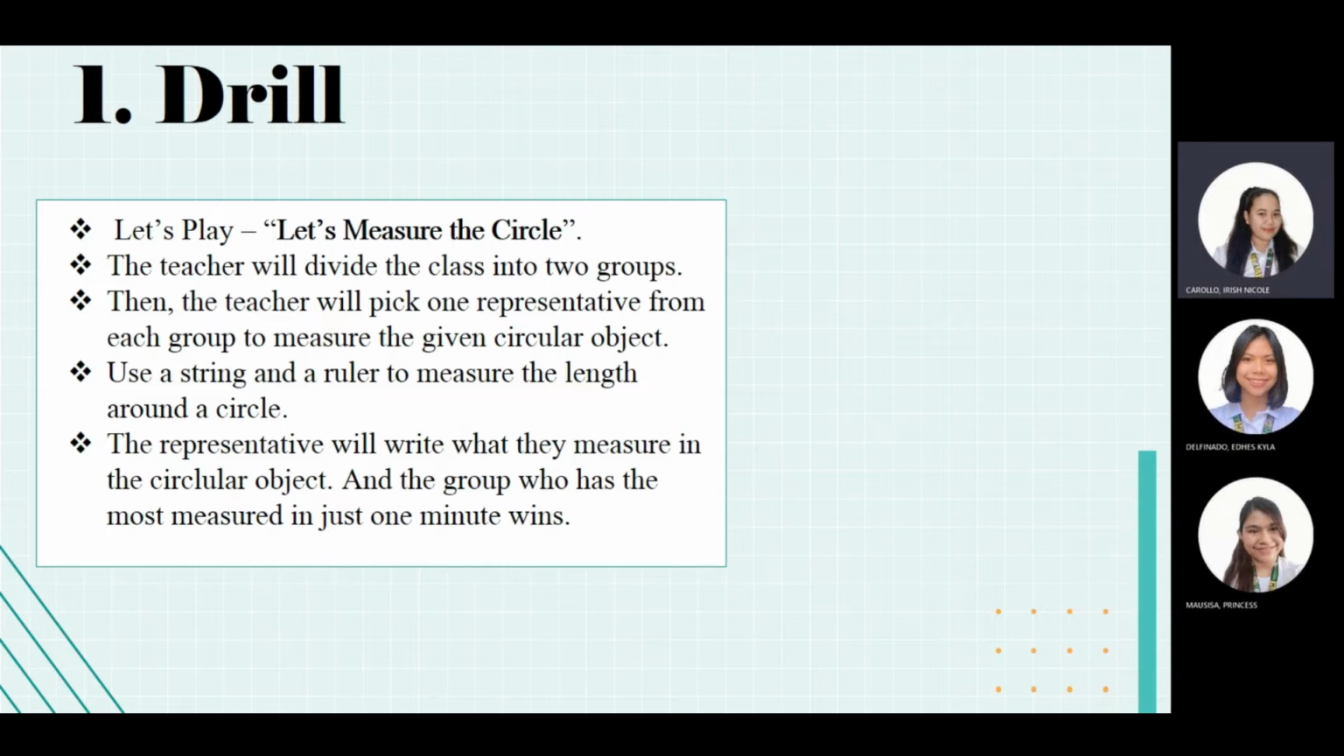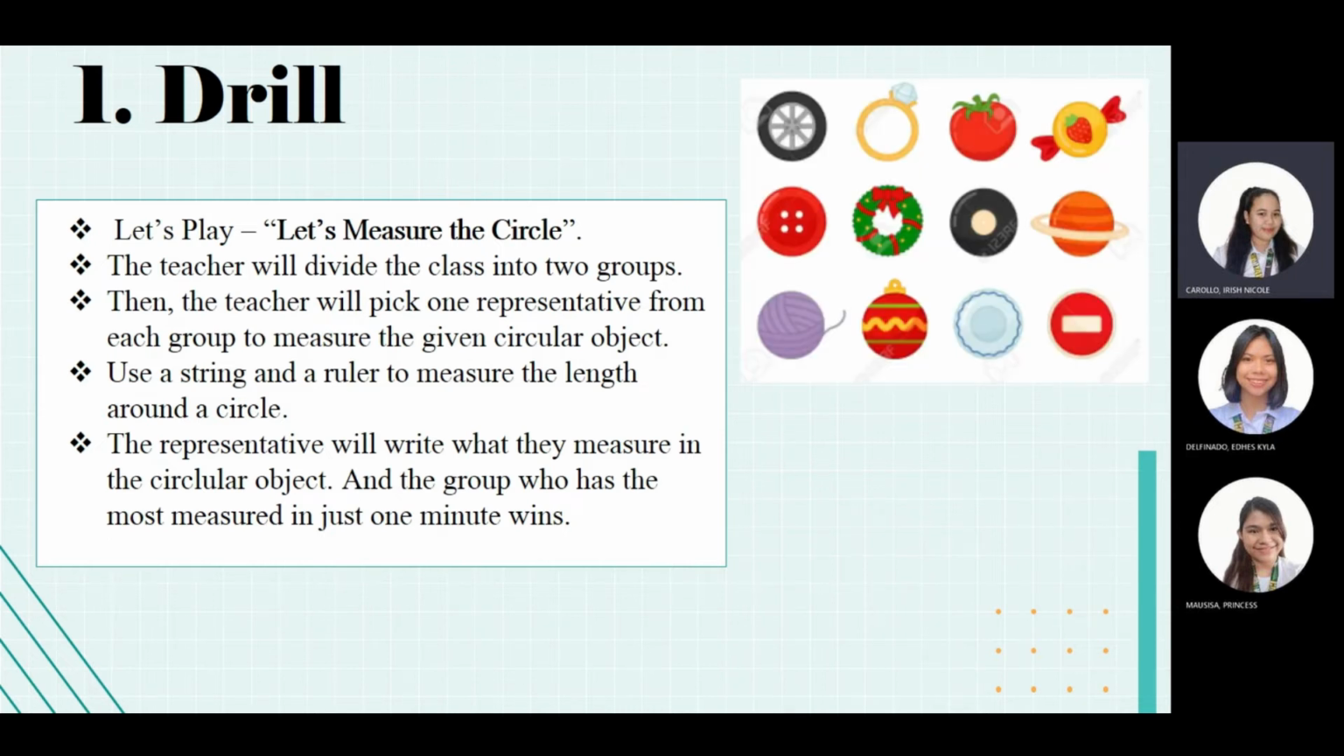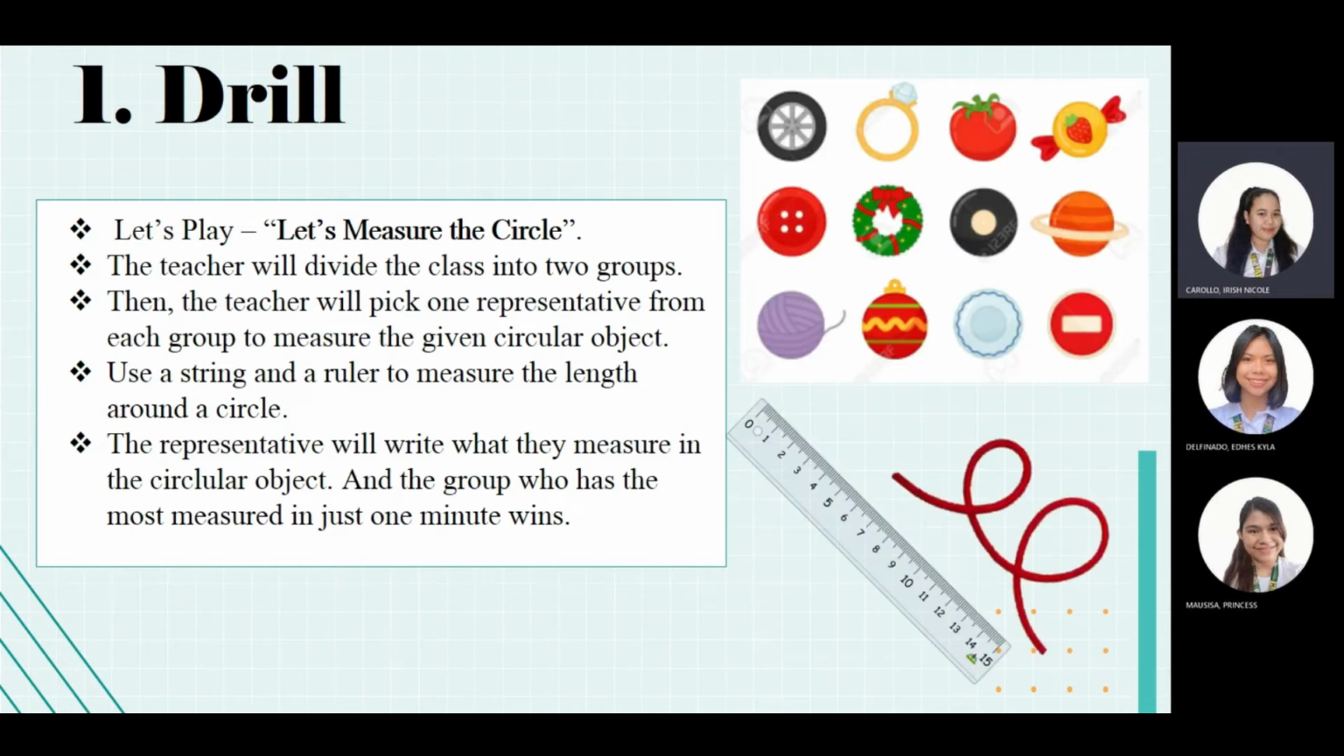This is called Let's Measure the Circle, wherein the teacher will divide the class into two groups. Then the teacher will pick a representative from each group, and the representative will be given a circular object which they can measure using a string and a ruler. The group that has the most measured in just one minute will win. In this picture, these are the materials that will be needed: the circular object, the ruler, and the string.